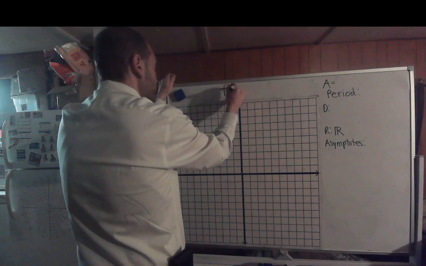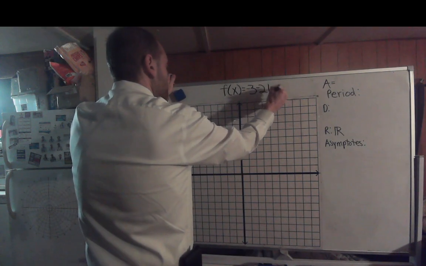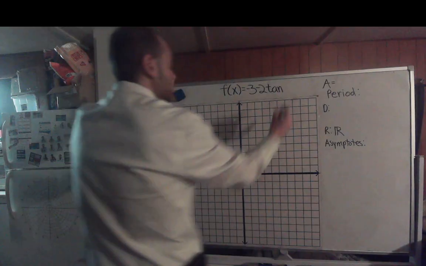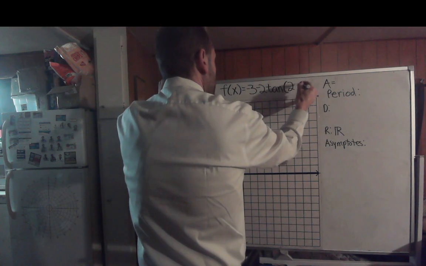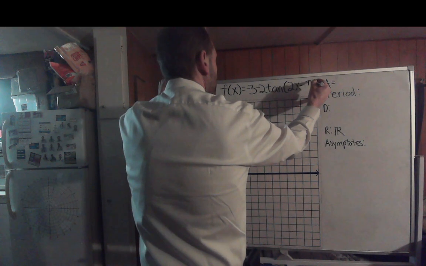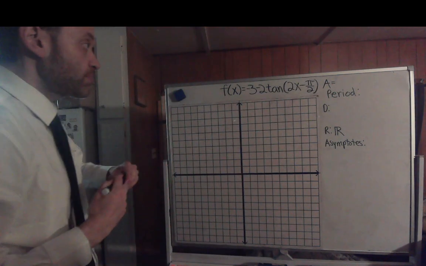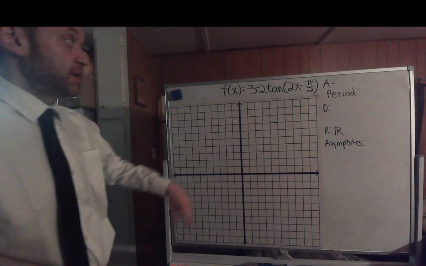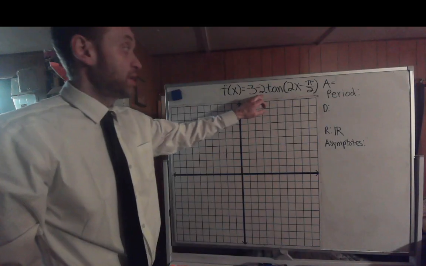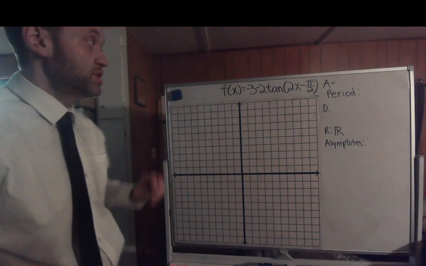No, that's not what I wanted to do. Let me shift this a little bit. f of x equals negative 3 minus 2 times the tangent of 2x minus pi over 2. So we have a lot going on here. We have f of x equals negative 3 minus 2 times the tangent of the quantity of 2x minus pi over 2.